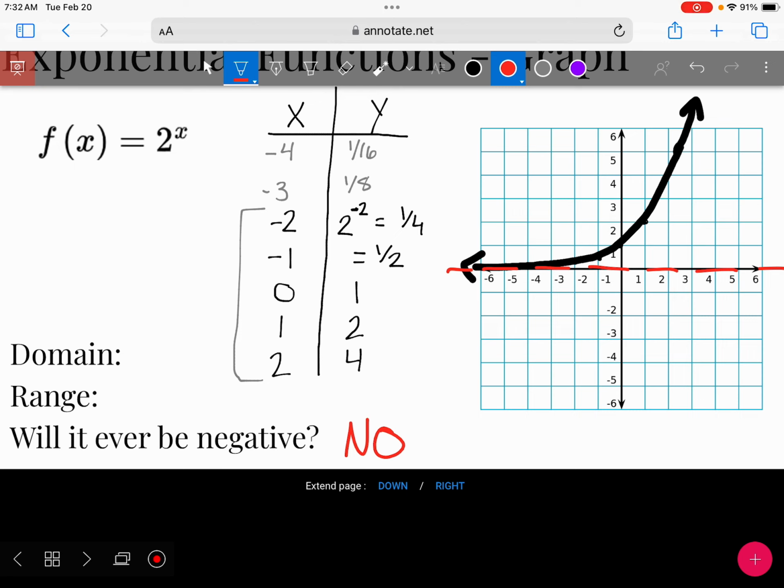So these are what our exponential functions look like, and this one is very clearly exponential growth. As we read it from the left to the right, it is getting bigger, it is growing. We can also see that from our base. Our base is bigger than 1.